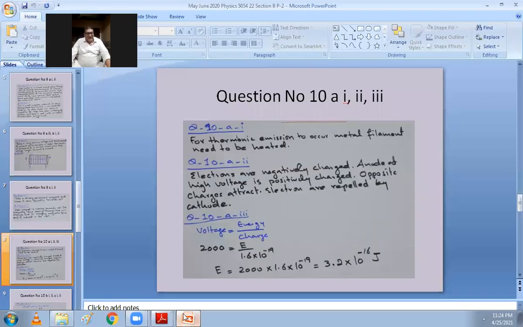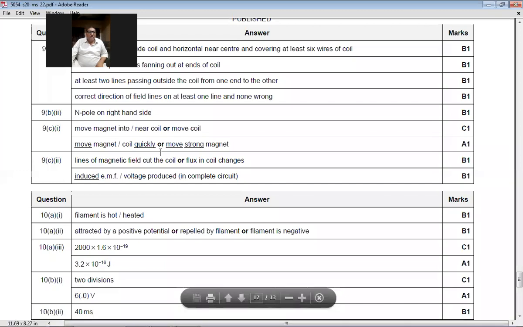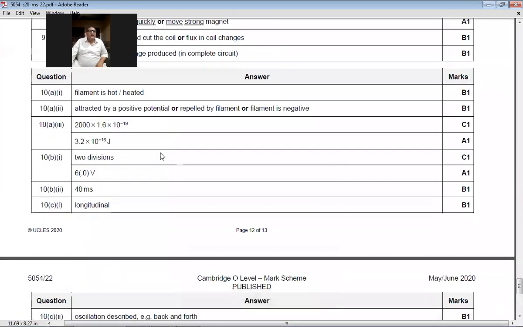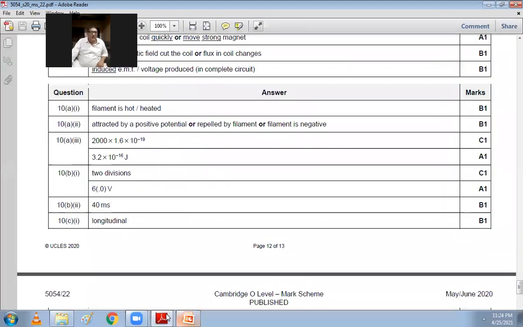So let's check the marking scheme, what the marking scheme says. Question number 10, A part: the filament is hot or heated. And the second part: attracted by a positive potential, or repelled by the filament, or the filament is negative. So this is the same answer which I gave. Hopefully there's no problem.